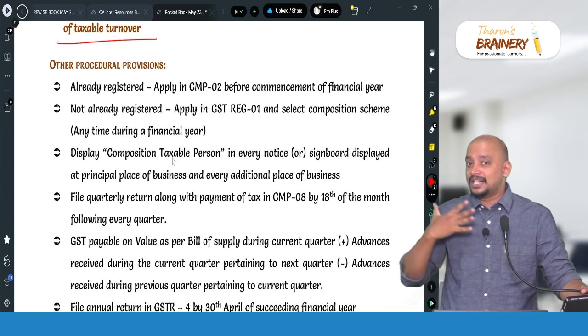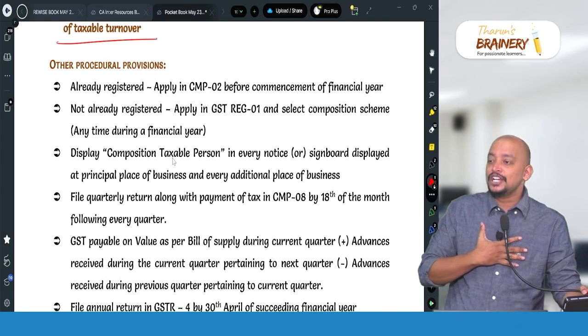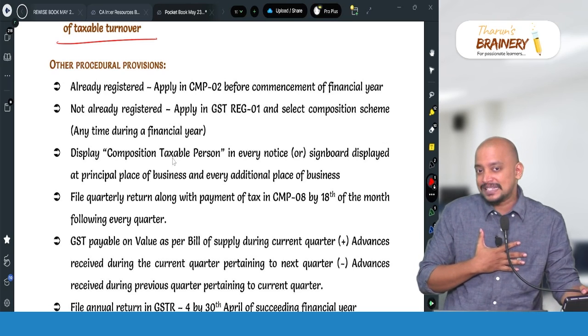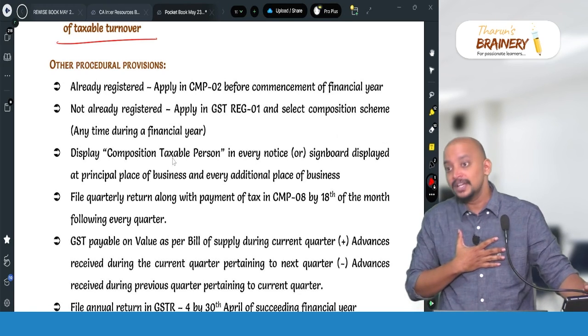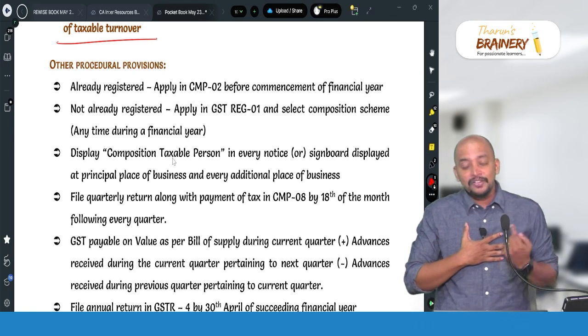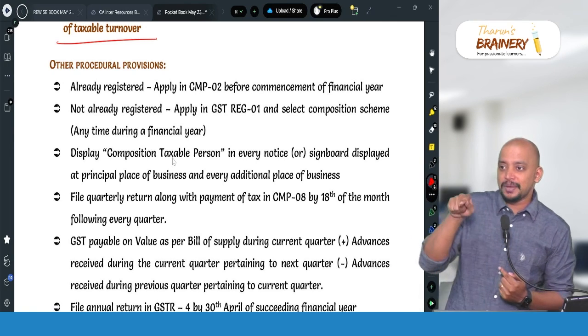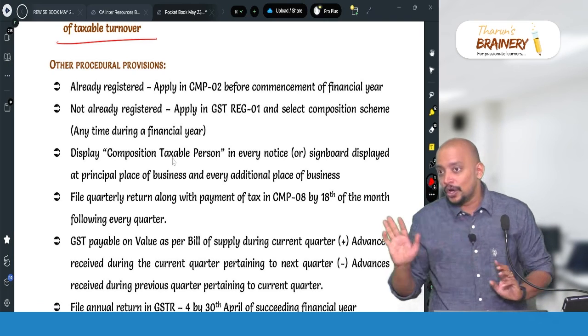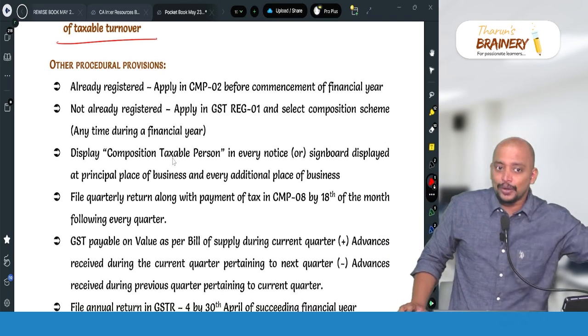rate? For example, I am under composition scheme, trader, I need to pay 0.5% CGST, 0.5% SGST on total taxable turnover. Now I have some inward supplies on which I need to pay GST under RCM. For that also can I pay 0.5% CGST, 0.5% SGST? No, on that I need to pay at the regular rates.